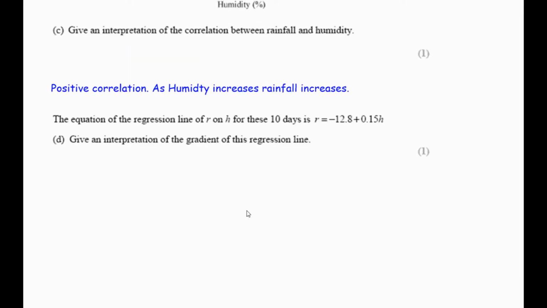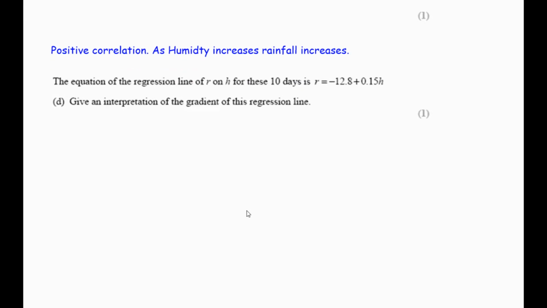The equation of the regression line of R on H for these 10 days is R equals negative 12.8 plus 0.15 H. Give an interpretation of the gradient of this regression line. Okay, well, the gradient is right here. It's the 0.15. Okay, once again, it's not good enough just to state the gradient. We need to interpret the gradient. The gradient is how one thing changes as the other one does. So for every extra 1 of H, R is going to increase by 0.15.